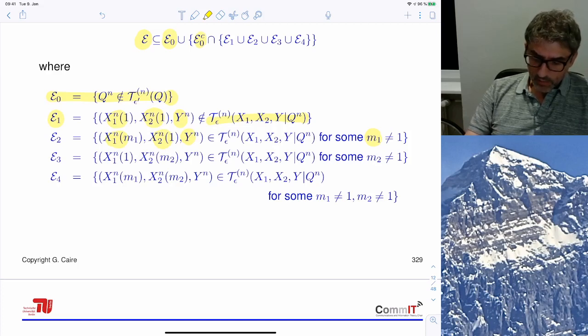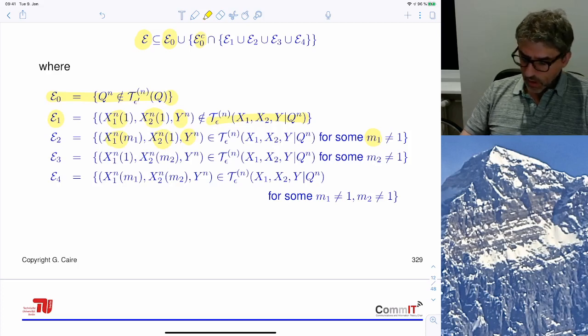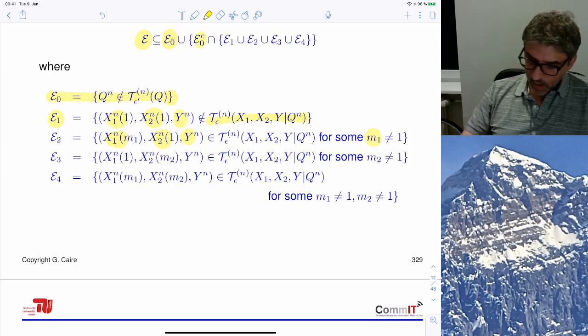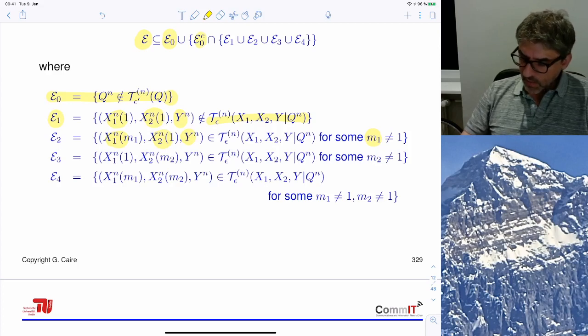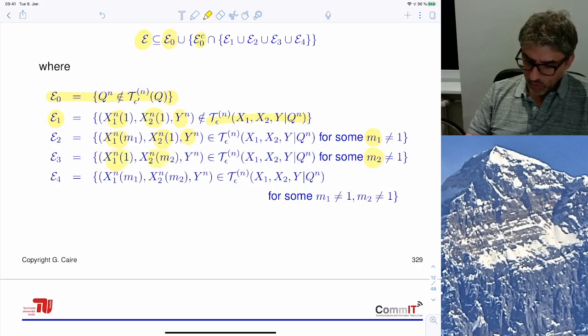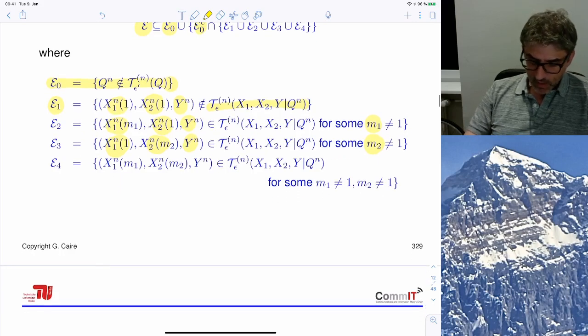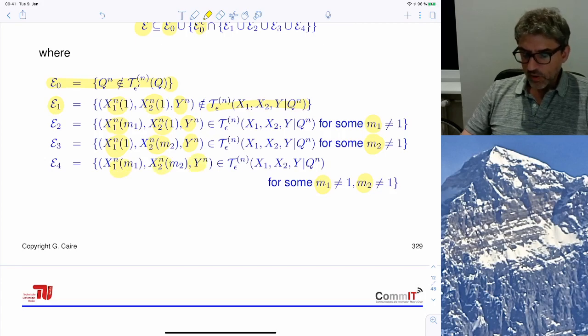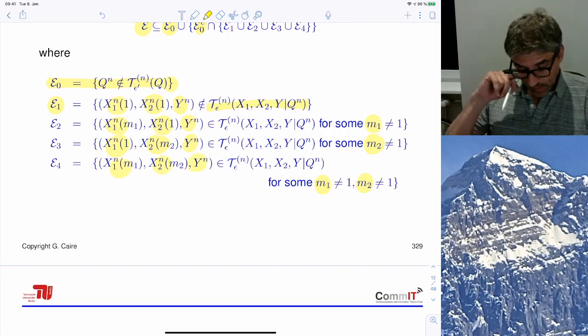Then we have E3, which is similar. There is some message m2 different from 1, for which x1 of 1, x2 of m2, and y are jointly typical. And finally, E4, when there exists some m1 and m2 different from (1,1), for which this triple is jointly typical.